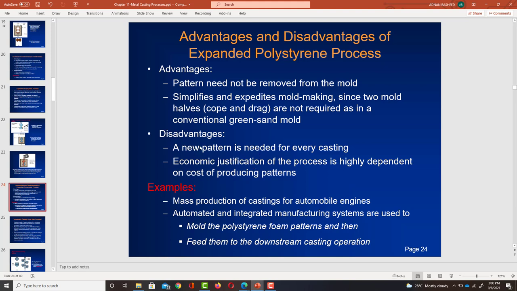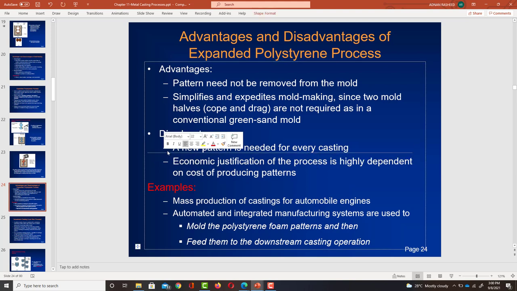Yes sir. What are the advantages and disadvantages? The advantage is that the pattern need not be removed from the mold. This simplifies and expedites mold making, since two mold halves are not required, so it will reduce the time in making the pattern. The disadvantage is that you have to create many patterns. For every part you have to create a new pattern, so that will take time.